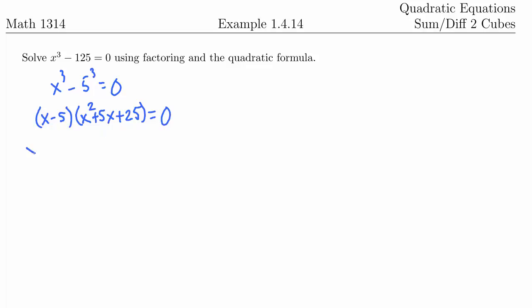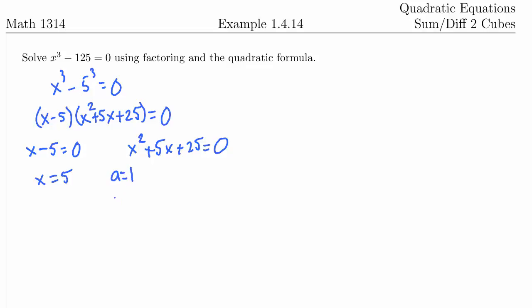Using the zero factor property, that gives me x minus 5 is equal to 0, or x squared plus 5x plus 25 is equal to 0. This first one is easy. I just add 5 to both sides. So x equals 5. This one you have to use the quadratic formula on because it cannot be factored. It will never be able to be factored when you use the sum or difference of two cubes.